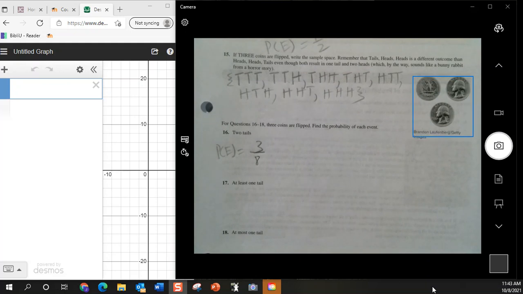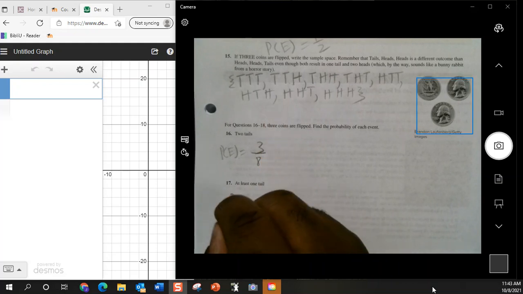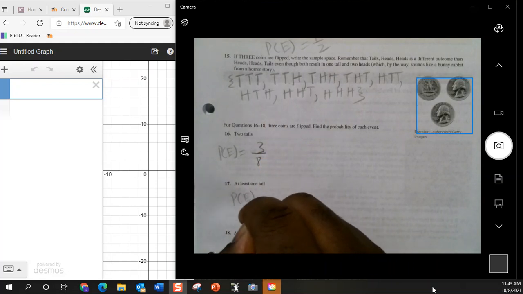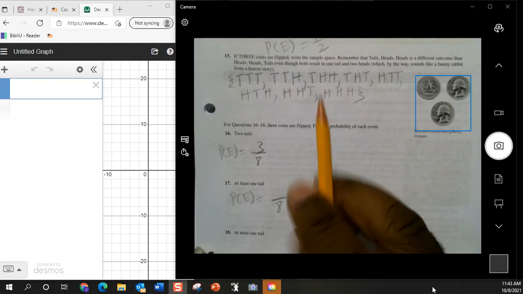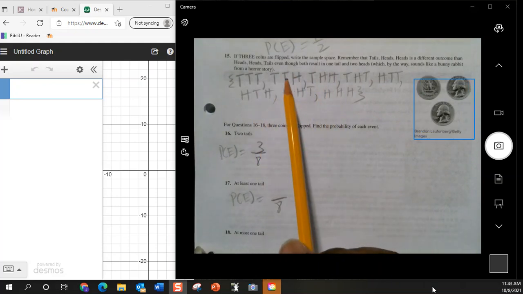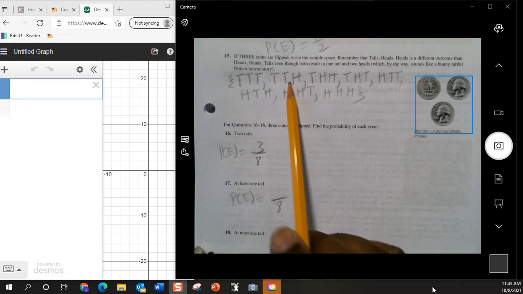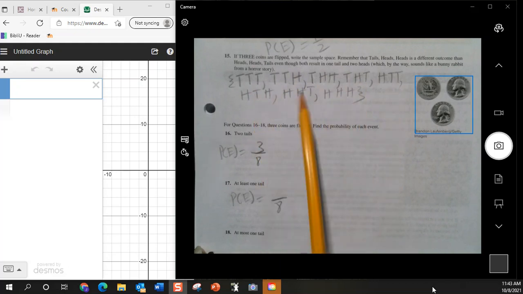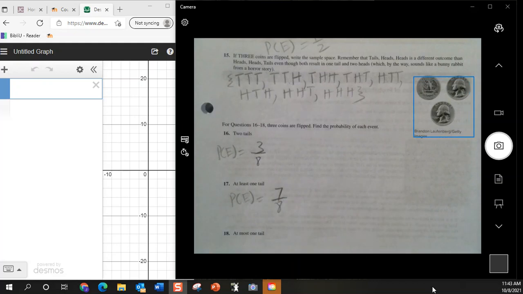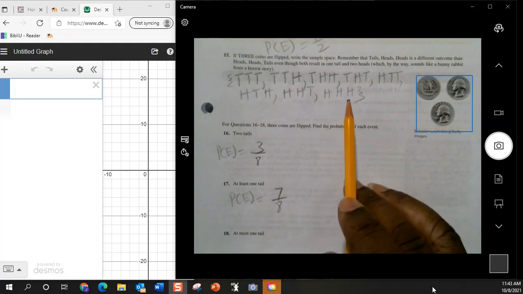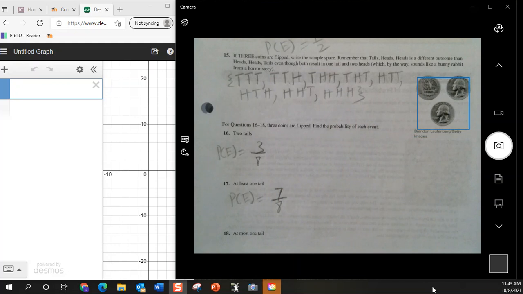Now, 17 said at least one tail. That means that it must have one tail or more. So when we count this, it's the probability of the event. We know it's 8 in the sample space. So now we go here and see all the ones that have at least one tail. 1, 2, 3, 4, 5, 6, 7. So it'd be 7 out of 8. Because this is the only one that doesn't have at least one tail.